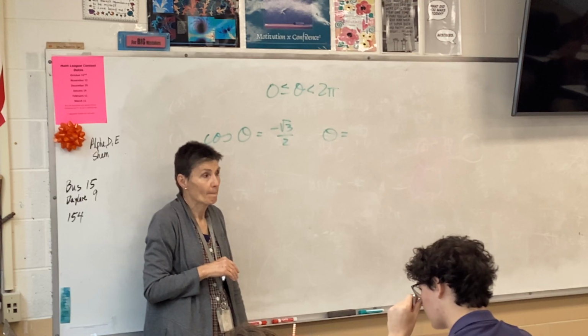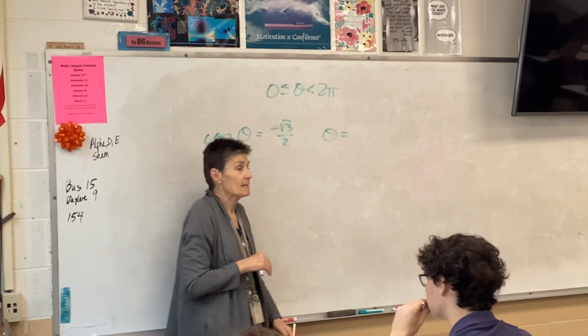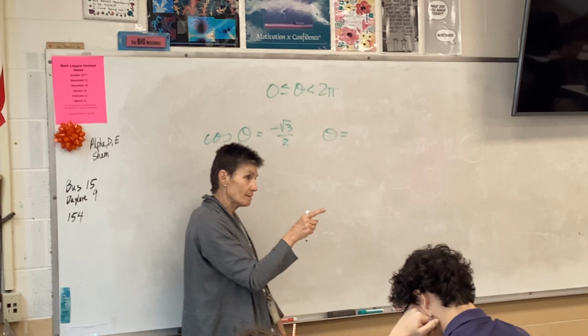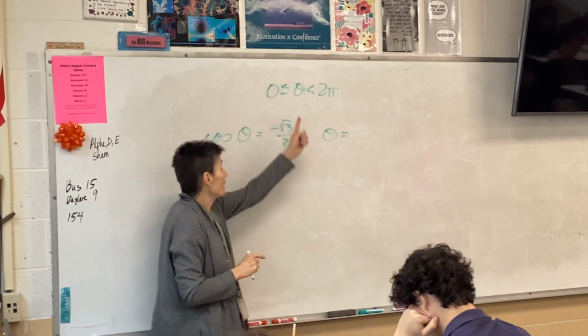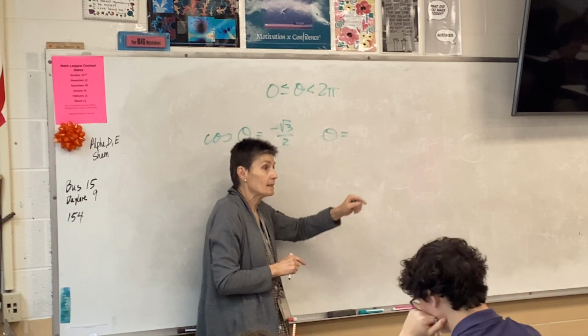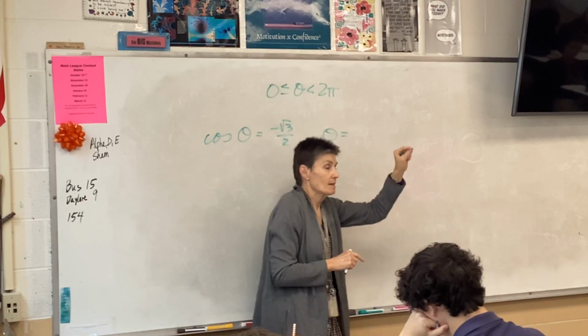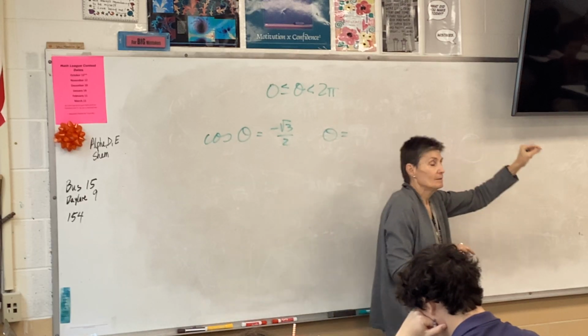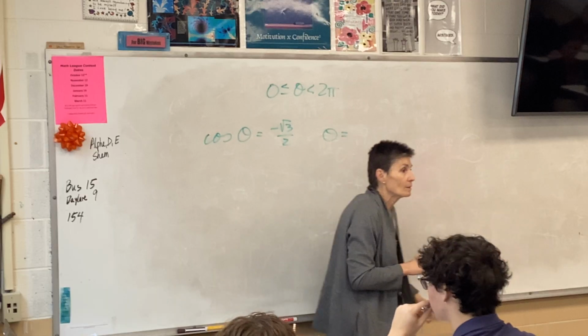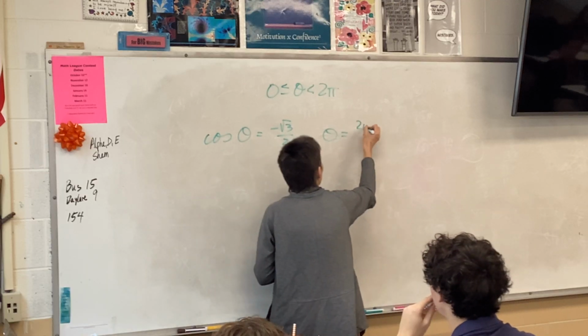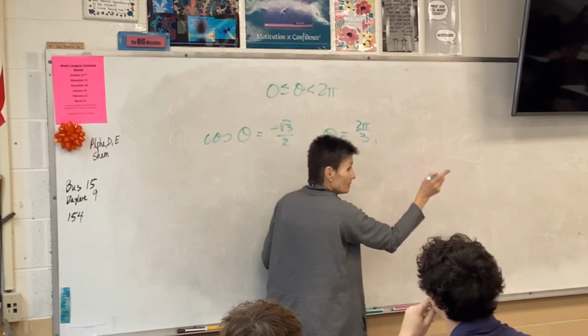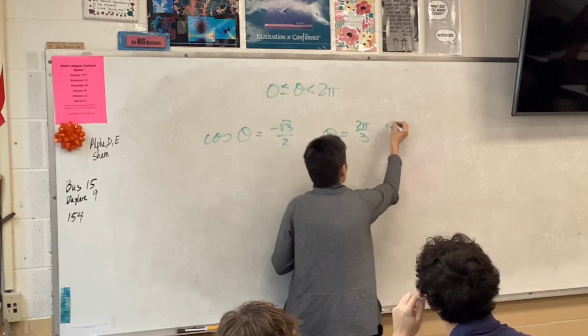120 and 240. Okay, now again, those are degrees. We need radians. So like pi over 6, pi over 3, 2 pi over 3 and 4 pi over 3.